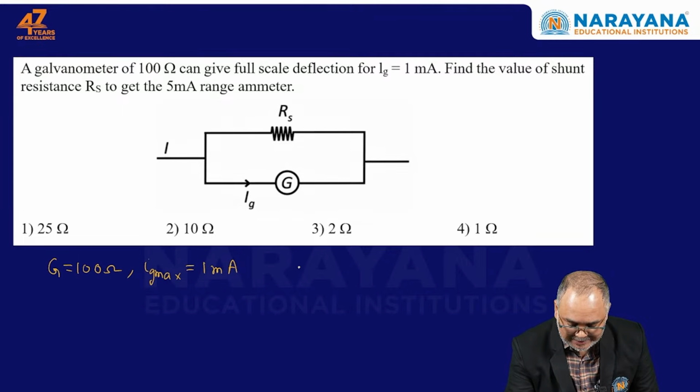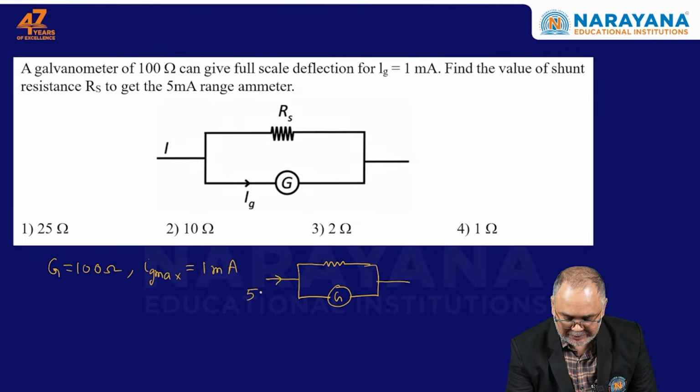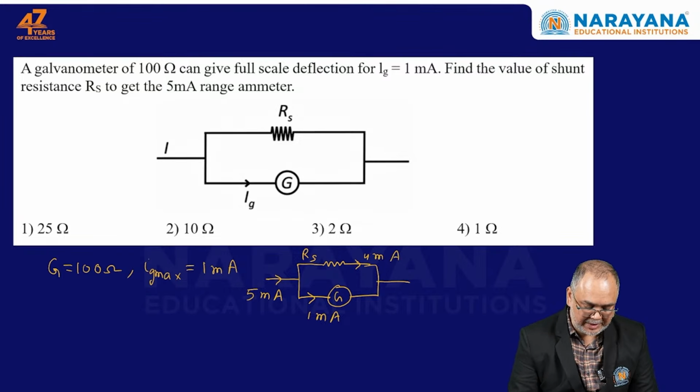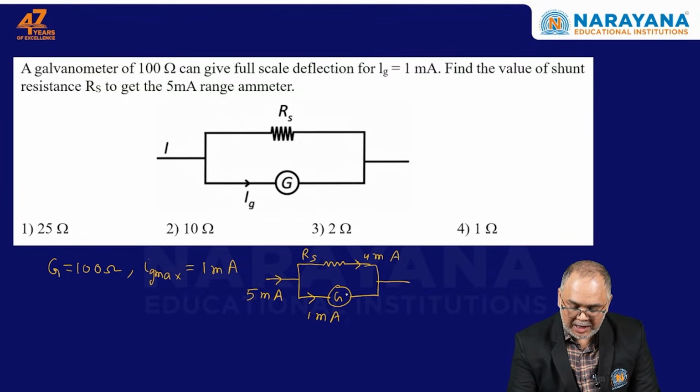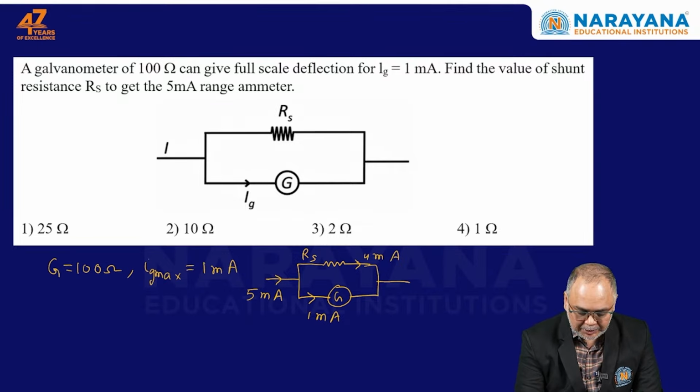Here if you see the diagram, we are connecting the shunt resistance in parallel with the galvanometer. So how much current is flowing here? That is 5 milliampere. Full scale deflection current here is 1 milliampere. So the current which is flowing through the shunt resistance Rs, how much is that? 4 milliampere. Here we can say that these two are in parallel. The resistance Rs and galvanometer resistance are in parallel, so across them the potential difference will be the same. So we can equate the potential difference across the two.